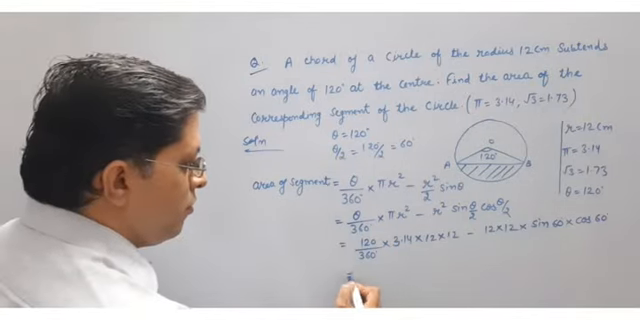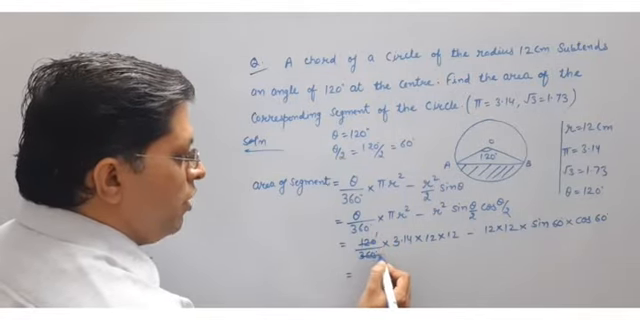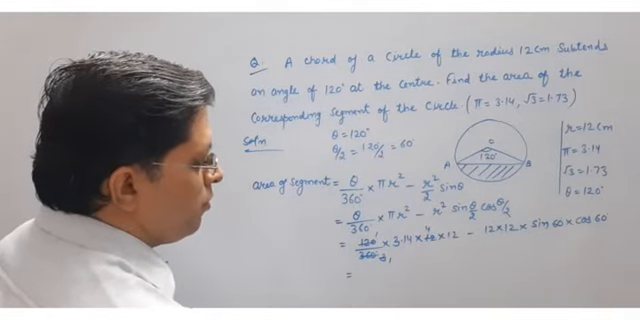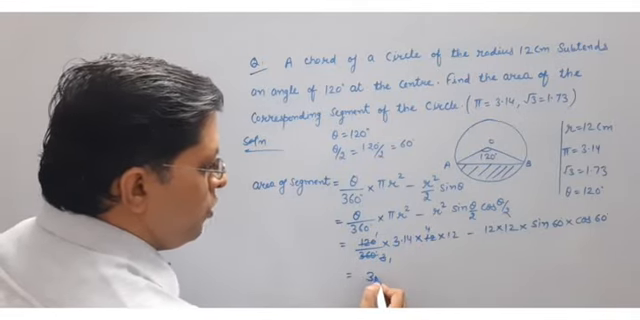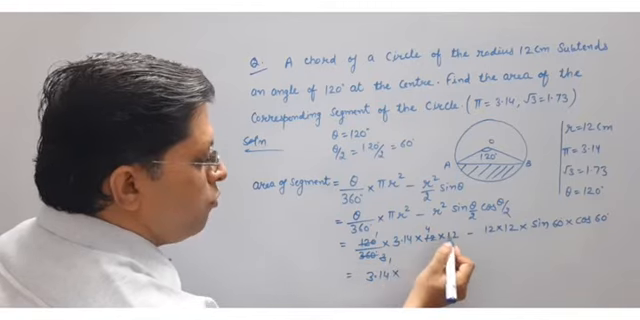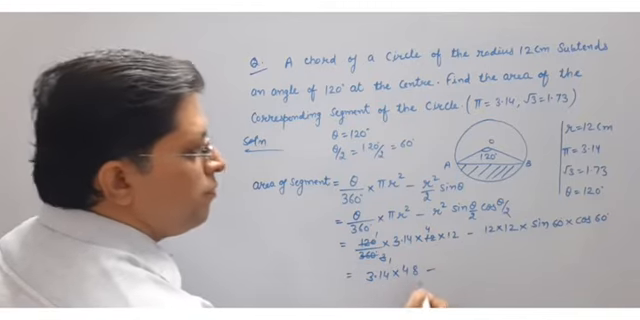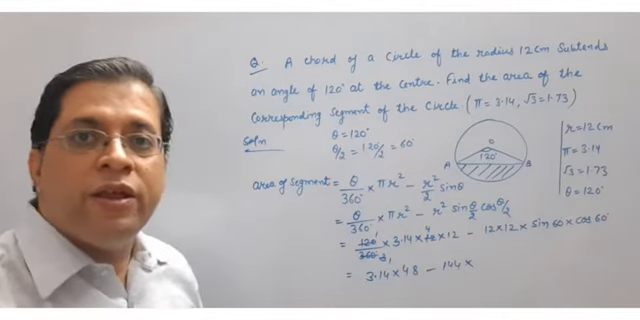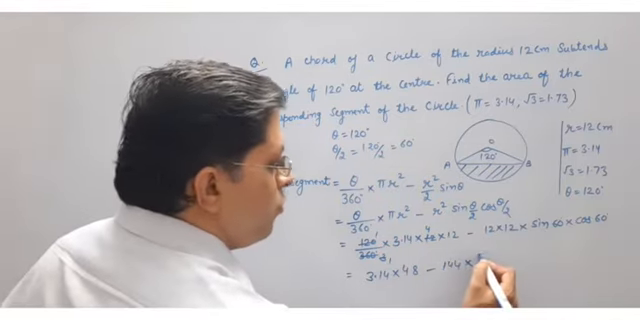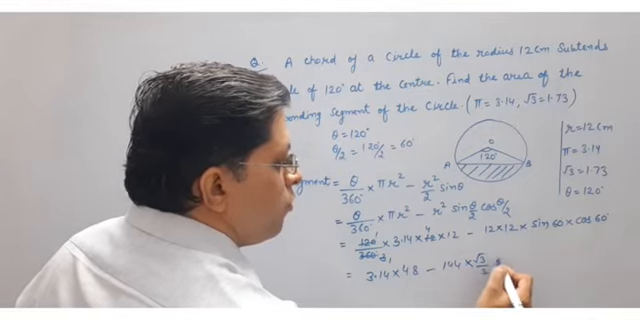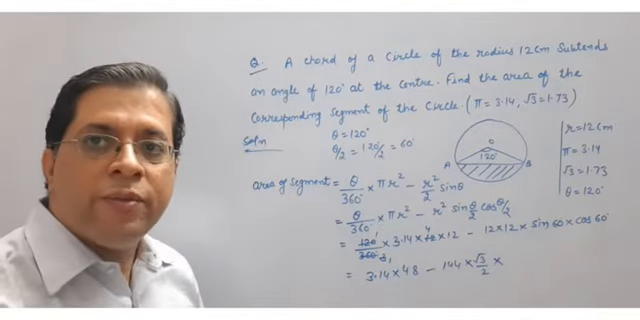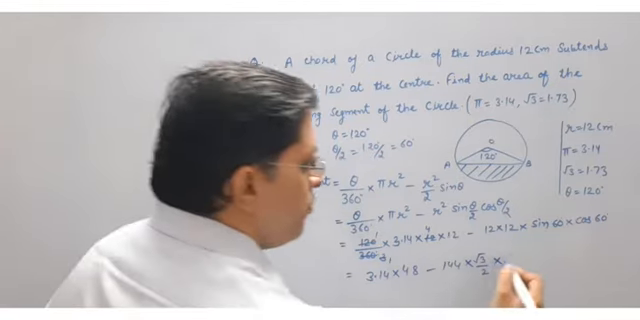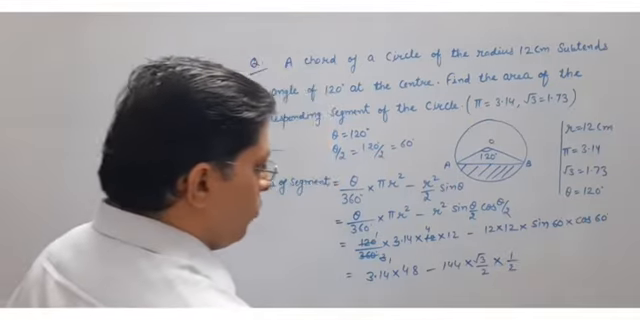Okay, then 12 ones are 12, 12 threes are 36. 3 ones are 3, 3 fours are 12. So 3.14 into 12 fours are 48. 144 sin 60 degree. Sin 60 degree is root 3 upon 2. What is cos 60 degree? Cos 60 degree is 1 upon 2. This is 1 upon 2.